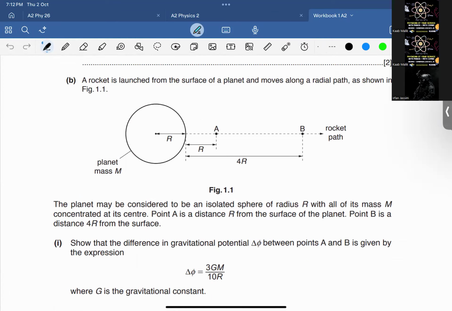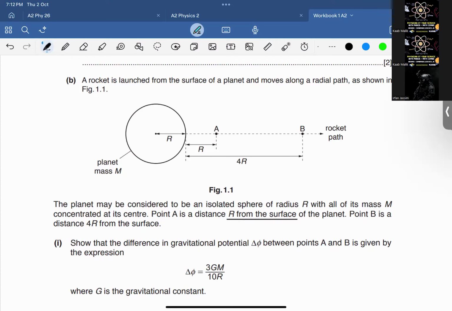A rocket is launched from the surface of a planet and moves along a radial path as shown in figure 1.1. The planet may be considered to be an isolated sphere of radius r with all of its mass m concentrated at its center. Point A is a distance r from the surface of the planet. Point B is a distance 4r from the surface. So that the change in gravitational potential delta phi between points A and B is given by the expression delta phi equals 3GM over 10r.